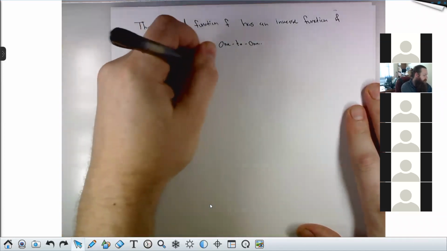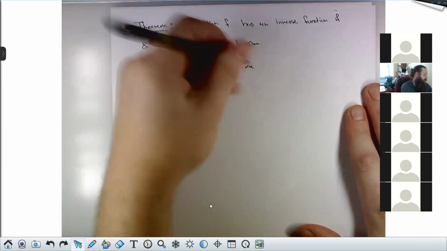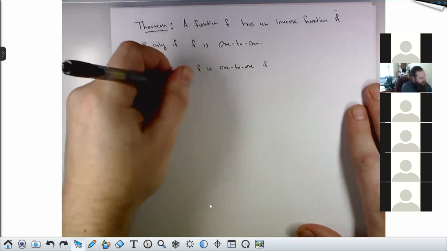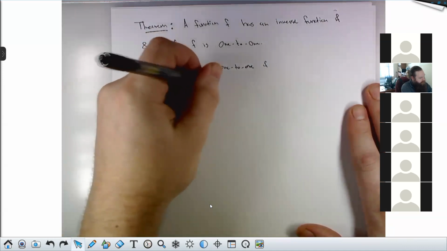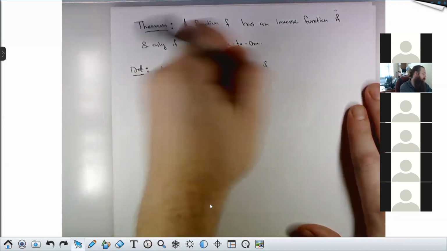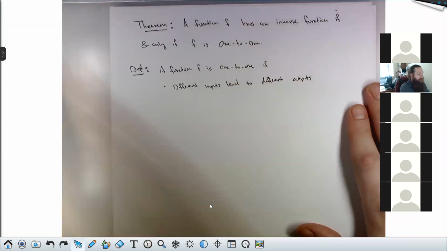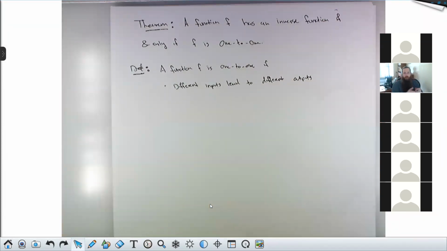A function f is one-to-one. There's a handful of ways to say it. Different inputs lead to different outputs. That's the verbal way to say it. Meaning, if I take two different inputs, two different x values, they won't both get sent to the same y value. They have to get sent to different y values. It's kind of like the definition of a function in reverse. And you can see why that may be the case, because this is the condition that guarantees the existence of an inverse function. But this is what we mean.